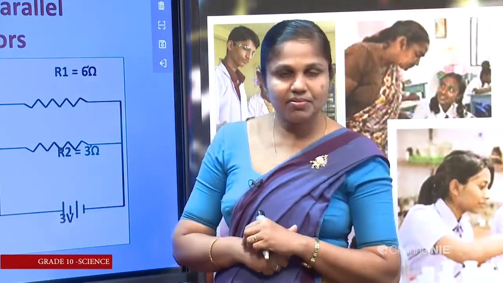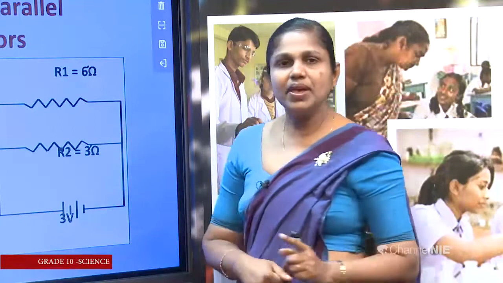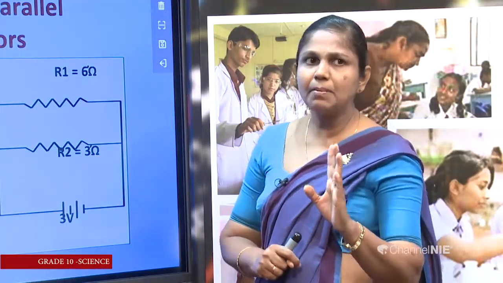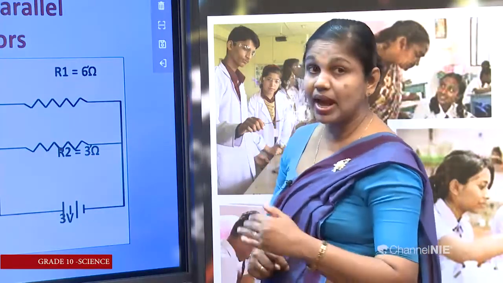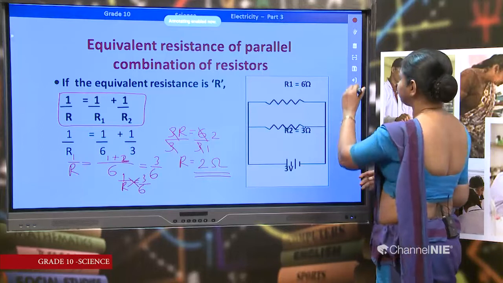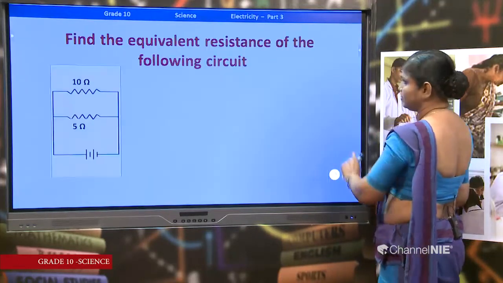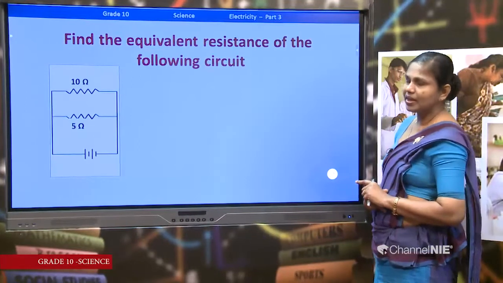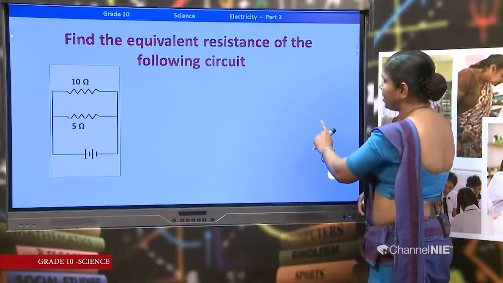Understood, children? Right. Okay, then we'll do some more calculations regarding the parallel combinations. Okay, right. Here, another two resistors connected in parallel.